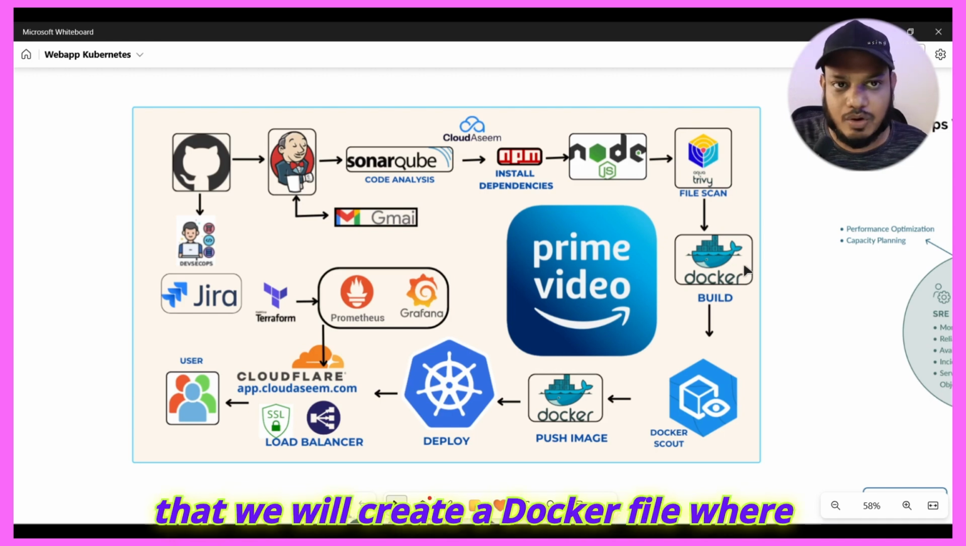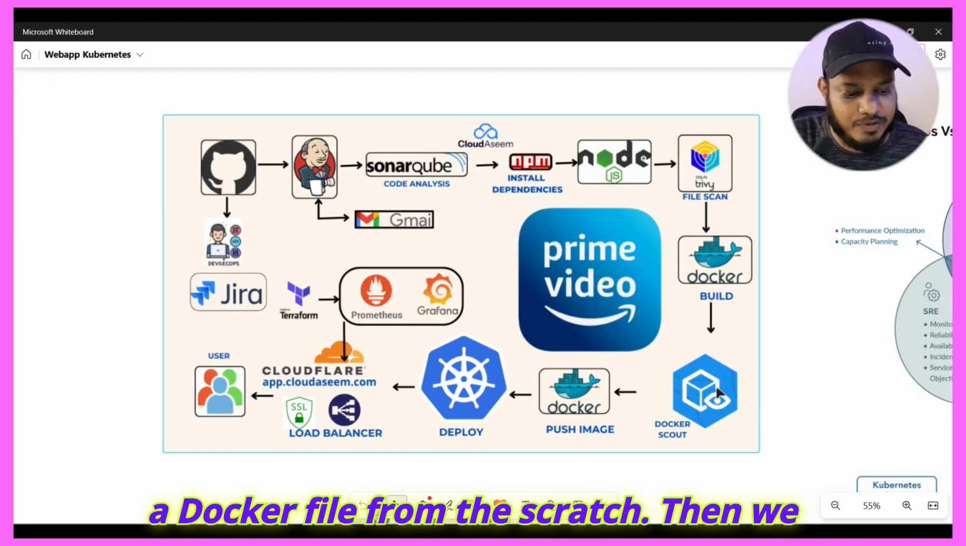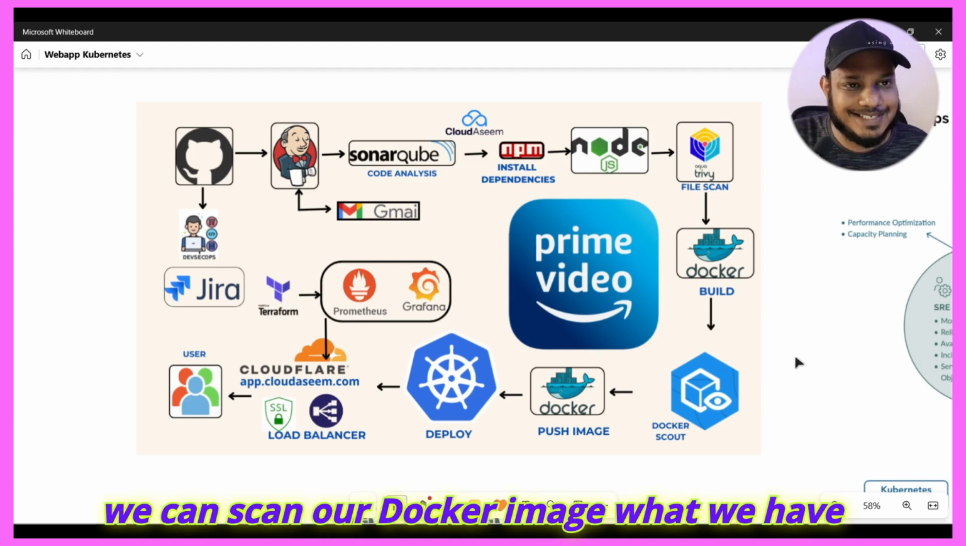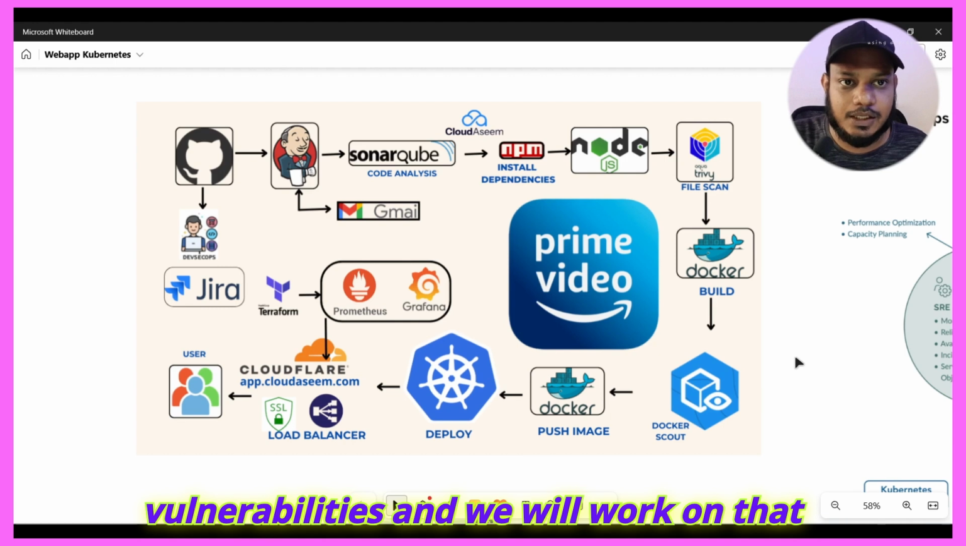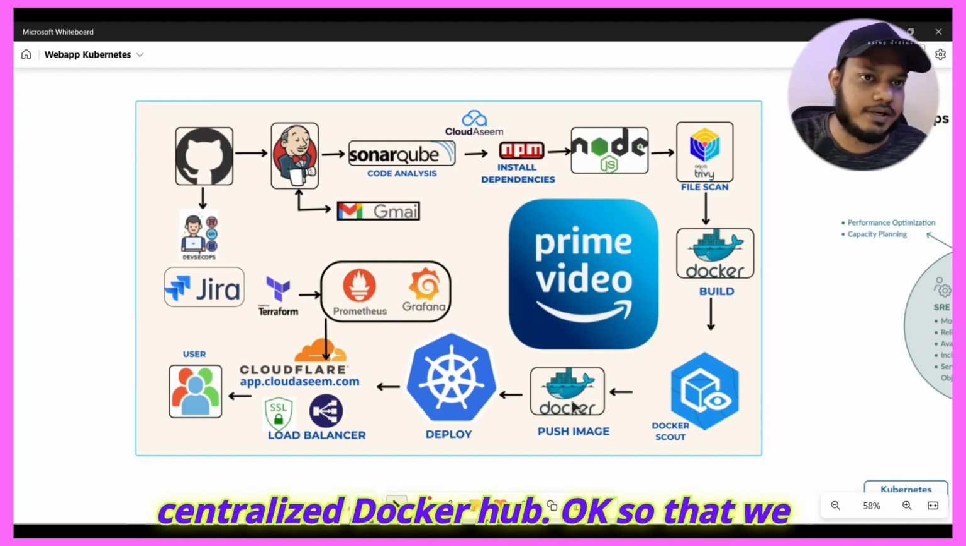For that, we will create a Dockerfile where I will explain completely how to write a Dockerfile from scratch. Then we will add Docker Scout. This is one more security tool from Docker where we can scan the Docker image we have created in order to check for vulnerabilities, and we will work on fixing those as well. Then afterwards, I will push the code into the centralized Docker Hub.